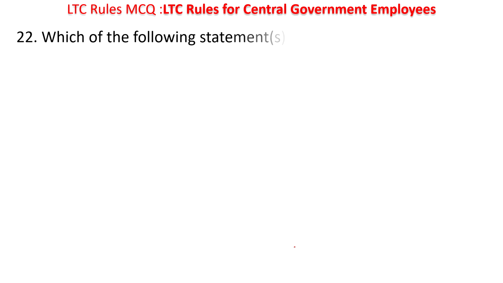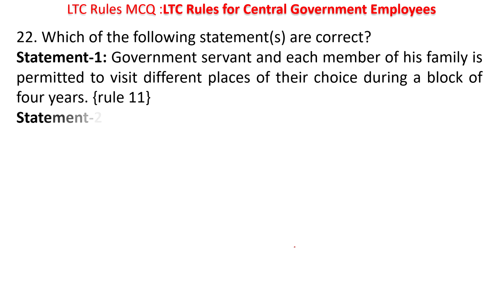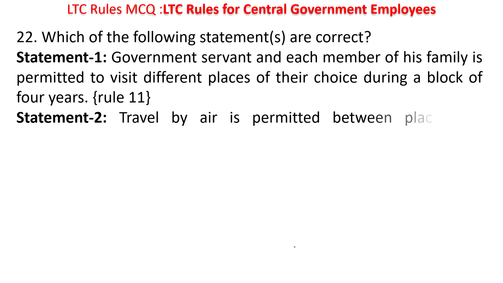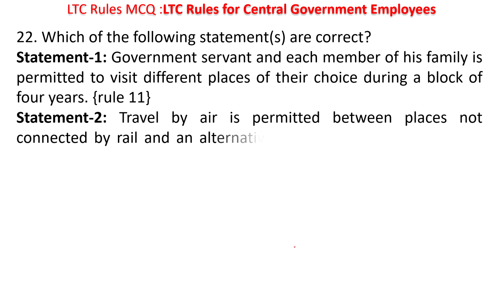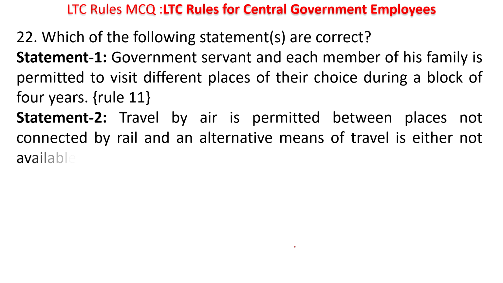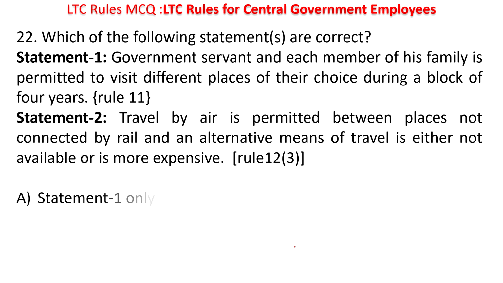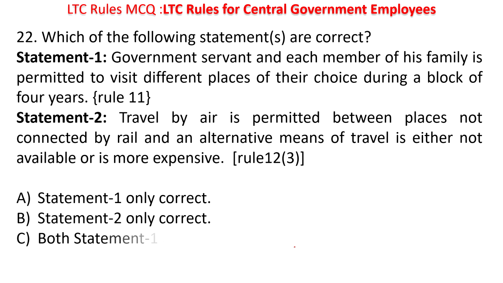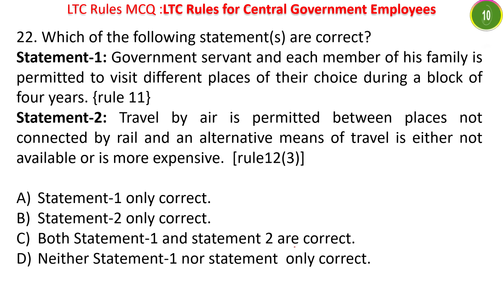Which of the following statements are correct? Statement 1: Government servant and each member of his family is permitted to visit different places of their choice during a block of 4 years. Statement 2: Travel by air is permitted between places not connected by rail, and an alternative means of travel is either not available or is more expensive. Statement 1 only correct, 2 only correct, both are correct, both are wrong. Your time starts now.